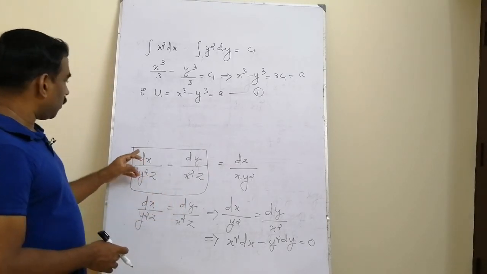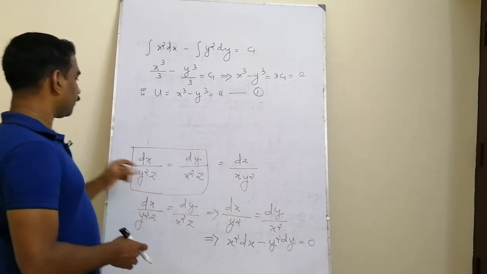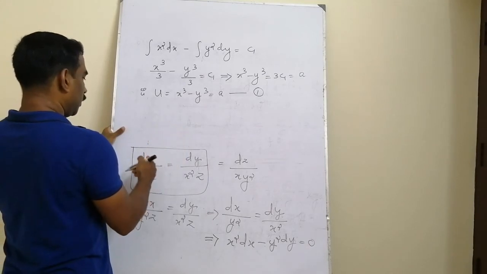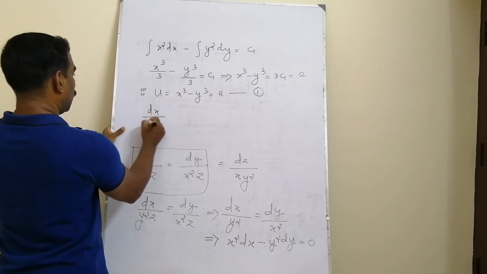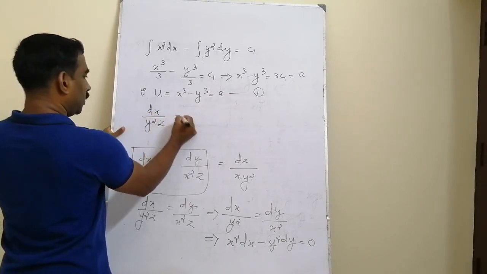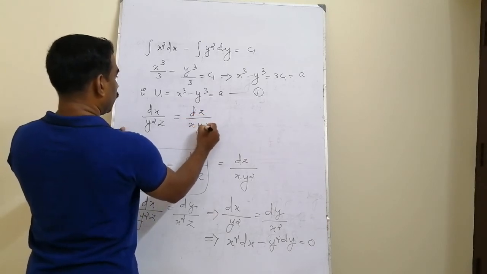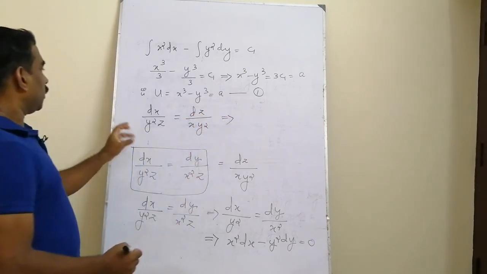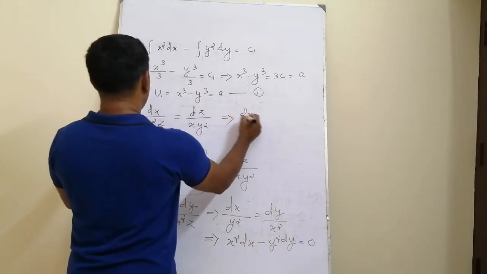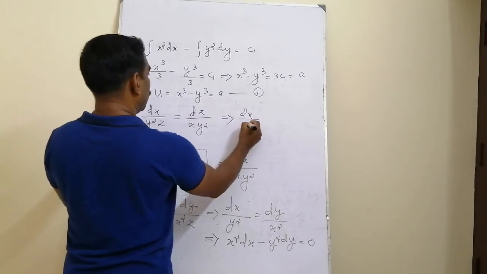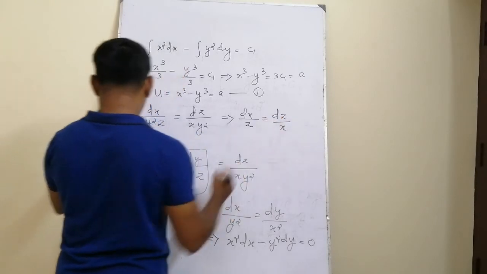Here we can form one more set. That means if we are equating the first and third set, dx by y square z is equal to dz by x y square. So what is the common factor? The common factor is y square in the denominator. So this is equivalent to dx by z is equal to dz by x.